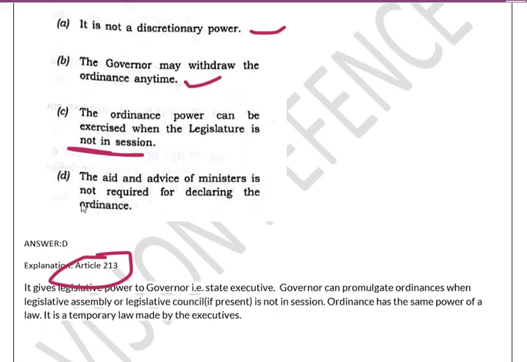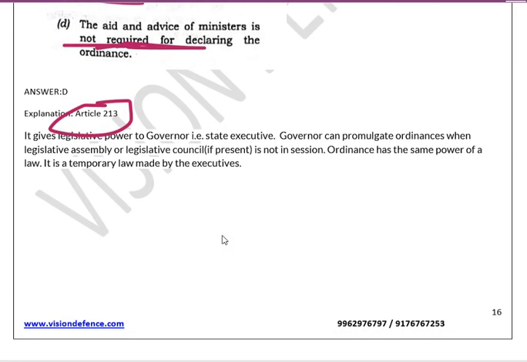The aid and advice of ministers is not required for declaring the ordinance. No, this is wrong. It is required. Aid and advice of ministers is required for declaring the ordinance. So the answer is D. So we have seen all the questions from polity. Thank you.